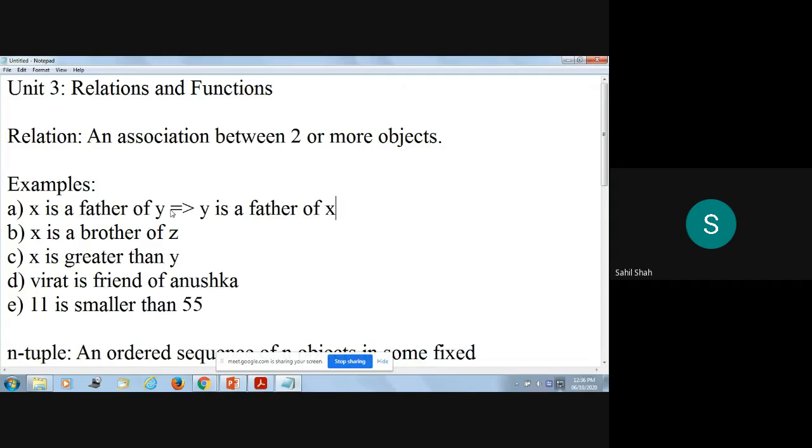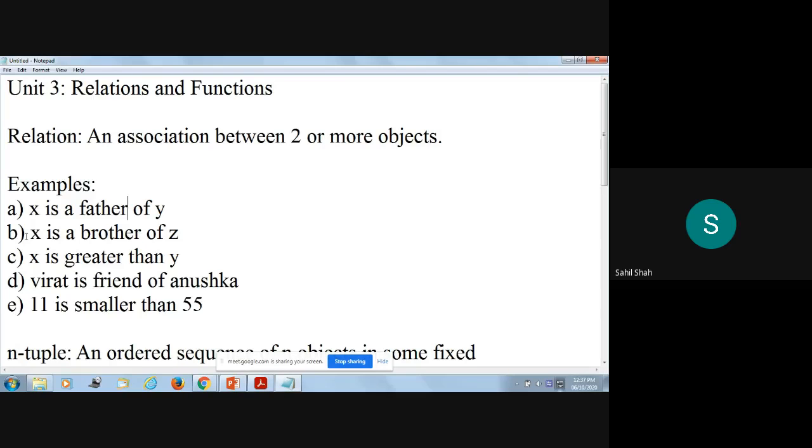So this is not possible. You cannot do so. This is totally wrong. That means X must always come on the left hand side of is a father, and Y must always come on the right hand side of is a father. So this one is a relation, and what are the objects involved in this relation? We are having objects involved as X and Y. I think this is making sense.